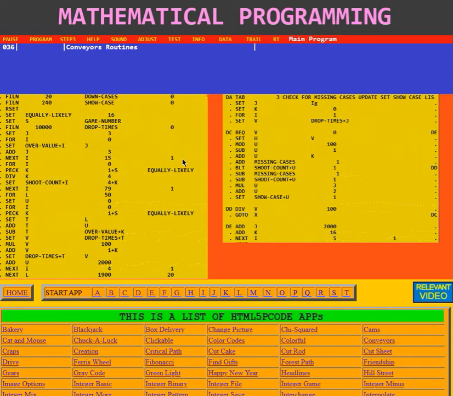a time. So it's going to go around here 16 times. Each time it's going to set over value sub I, and that's going to go from 0 to 15, to the value of J, which is going to go to 3 to 48. The over value is the time it's going to take a case to travel from the chute that it was dropped from over to the vertical conveyor on the left.